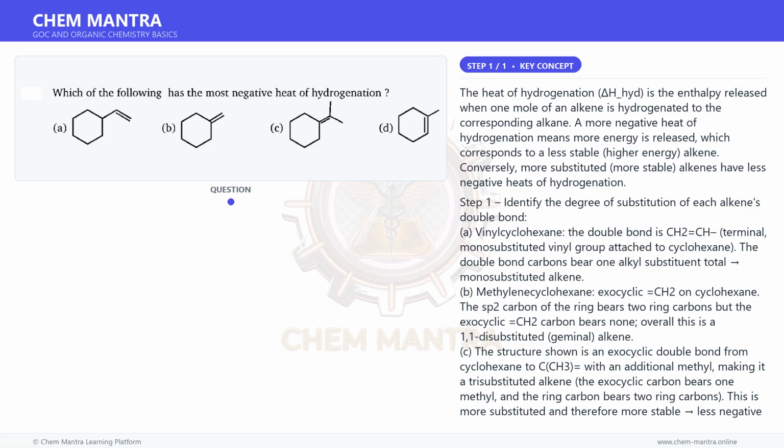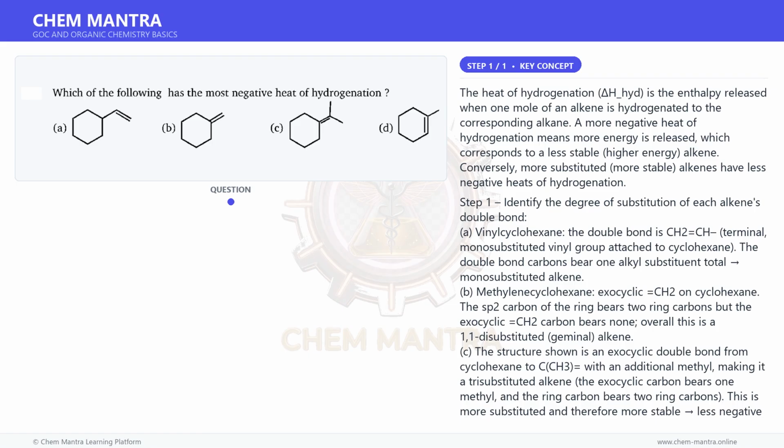The heat of hydrogenation, ΔH_HYD, is the enthalpy released when 1 mole of an alkene is hydrogenated to the corresponding alkane. A more negative heat of hydrogenation means more energy is released, which corresponds to a less stable, higher energy alkene. Conversely, more substituted, more stable alkenes have less negative heats of hydrogenation.